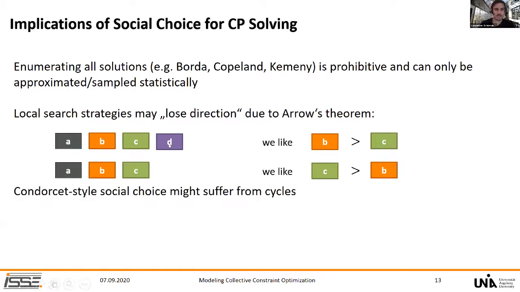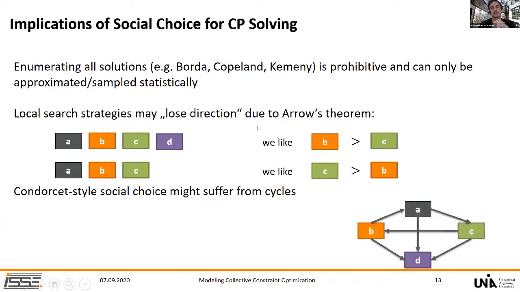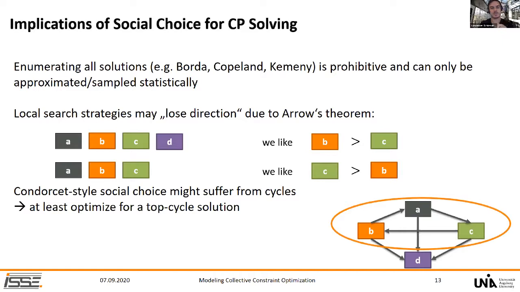And Condorcet style social choice might suffer from cycles. So it can be that there is no clear winner that dominates all of the other solutions, in which case we would rather go for one of the solutions in the so-called Smith set, so a top cycle that at least dominates every solution out of it, but among the cycle, we cannot really find a winner.